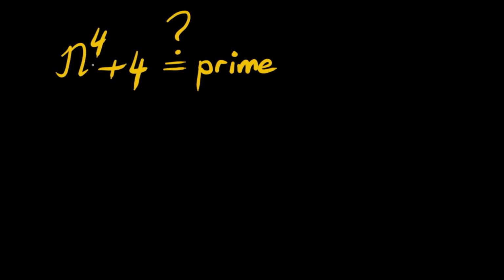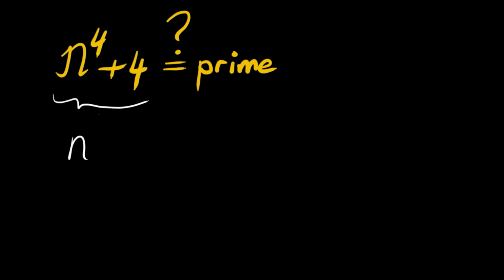We have n to the fourth power plus 4, and we want to find for what conditions of n being an integer this expression can be equal to a prime number. Now my friends, let's try to factorize this.